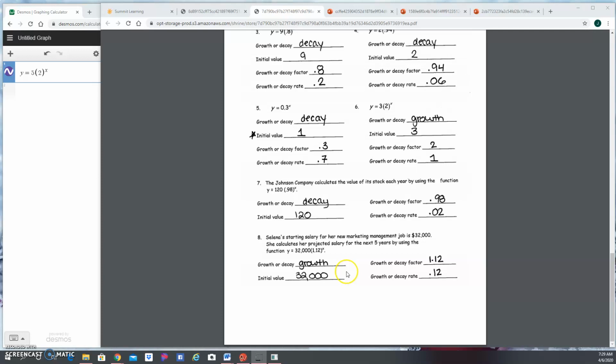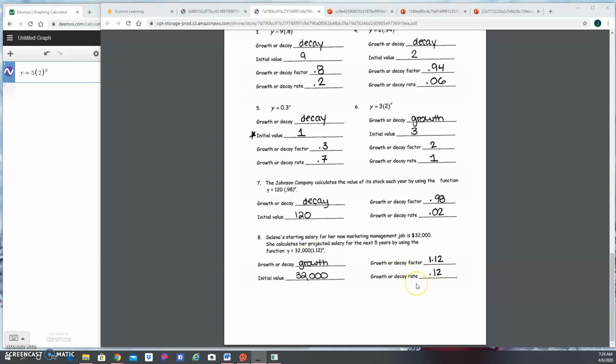Okay, so let's now go to number 8. Selena's starting salary is $32,000. She calculates her projected salary for the next 5 years by using this equation. So your starting point is 32,000. That's your initial value. That's where she started with her job salary. This is growth because look at that inside. It's more than $1, so more than 1. So your growth factor is 1.12, but that's not what's going to be asked on the next one.